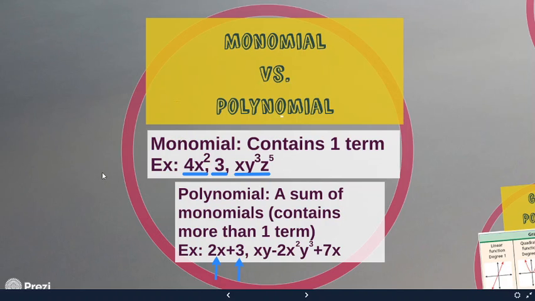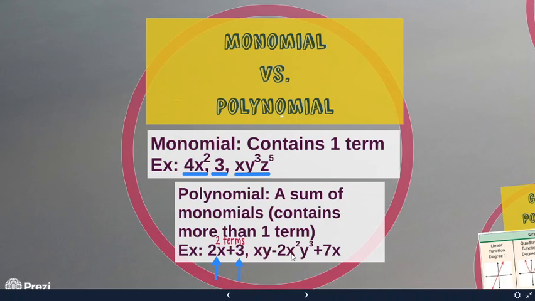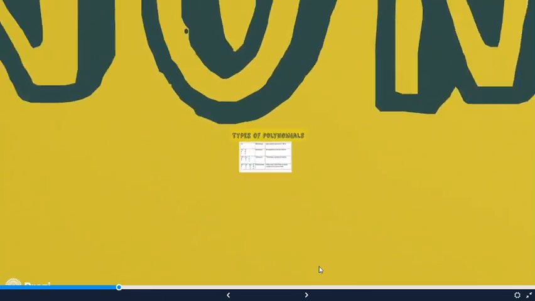So this has two terms, okay? And then over here we have a subtraction sign here and a plus sign here. Okay, so that means we have a total of 1, 2, 3 terms because these are the objects that are separated by addition and subtraction symbols. So this one has a total of 3 terms. So we have monomials and polynomials. Now we have specific types of polynomials that we need to go over that have special names. So let's go over these.